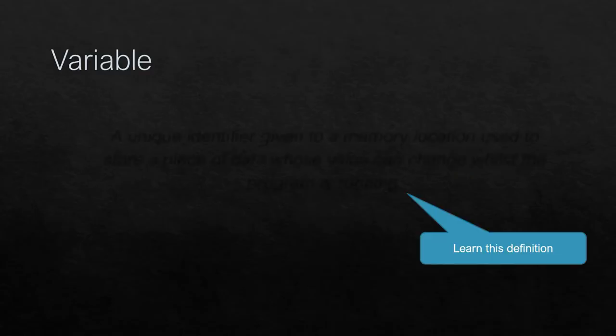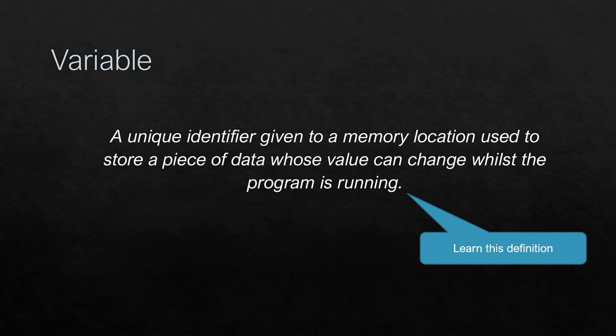Now when it comes to data, we have different types, and these are defined in your computer programming language, so they are different for each type of programming language. And I should caution you that some languages use data in very different ways to others, but the basic idea is that a variable is a unique identifier given to a memory location used to store a piece of data whose value can change while the program is running, and that is a definition that you definitely want to commit to memory.